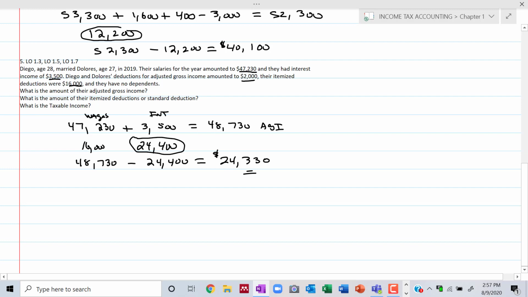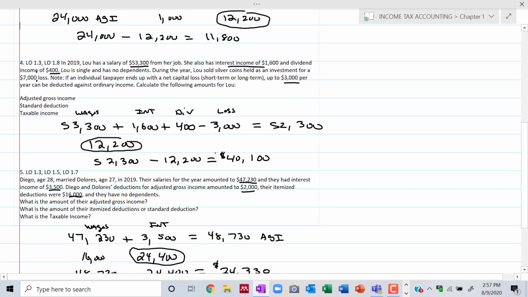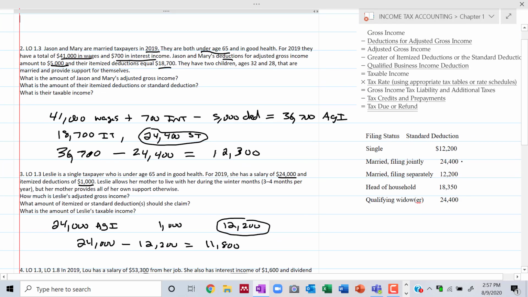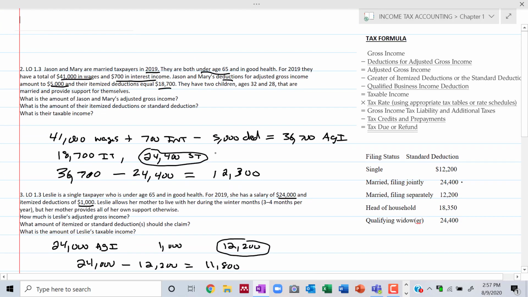And so again, these are all different scenarios. We've computed the same type of information for each one, and all of the information can be computed by following the steps in the tax formula and pulling data from the filing status and standard deduction schedule.